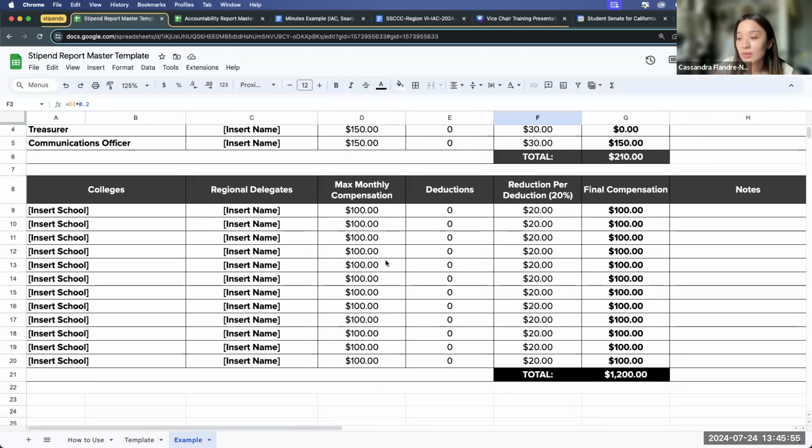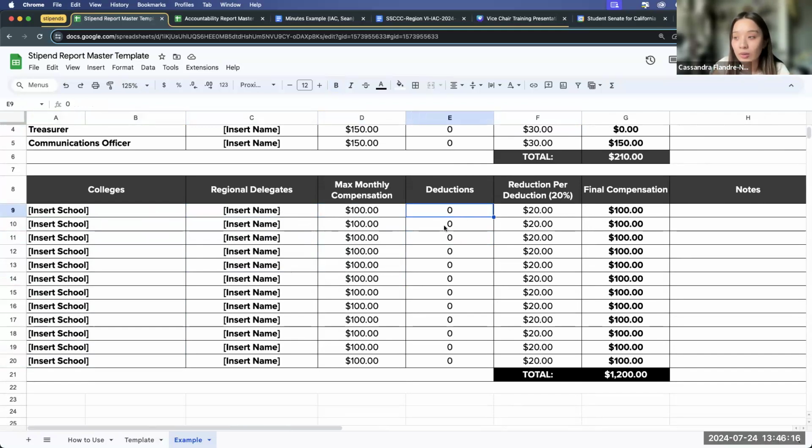Now going down to the regional delegates, you want to make sure you input the school they're from, so Allen Hancock, whatever the school college they're representing, and then put their name as well. So this is for the stipend reports, remember, so you want to make sure their name is on here, their max monthly compensation, you will not need to touch this, and then for the deduction, you will just need to put the amount of deductions they had.